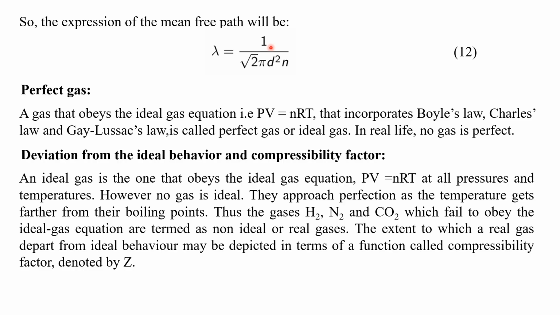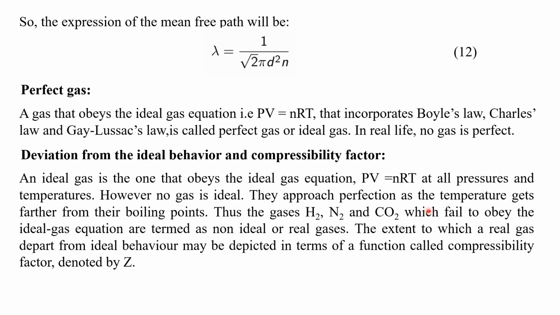Now what is a perfect gas? A gas that obeys the ideal gas equation, that is PV equals nRT, which incorporates Boyle's law, Charles' law and Gay-Lussac's law, is called a perfect gas or ideal gas. In real life, no gas is perfect. So we discuss deviation from ideal behavior and the compressibility factor. An ideal gas is one that obeys the ideal gas equation PV equals nRT at all pressures and temperatures. However, no gas is ideal.